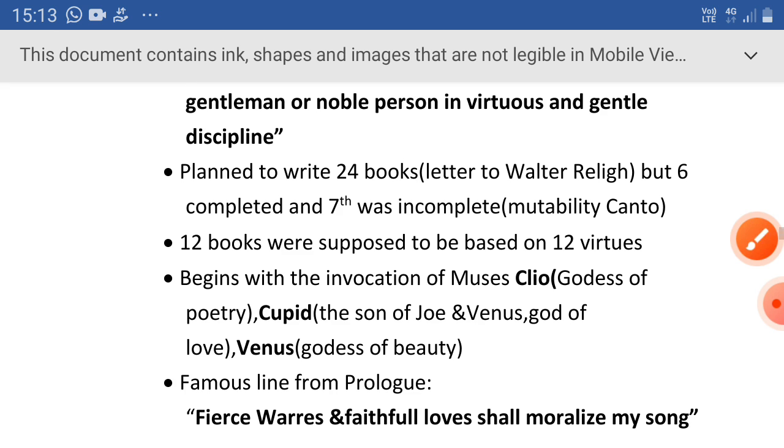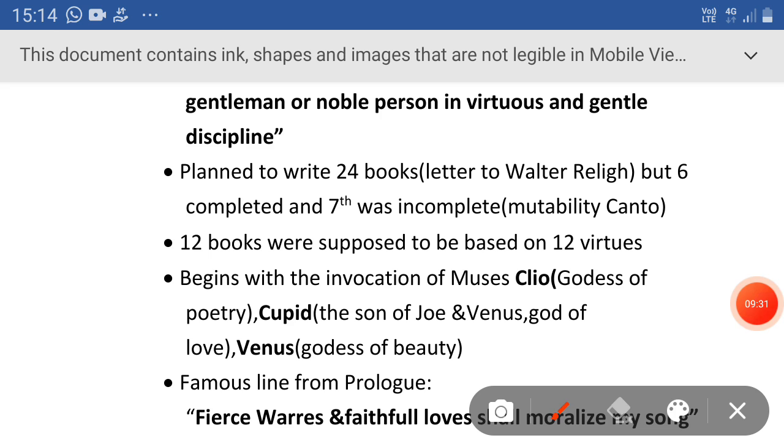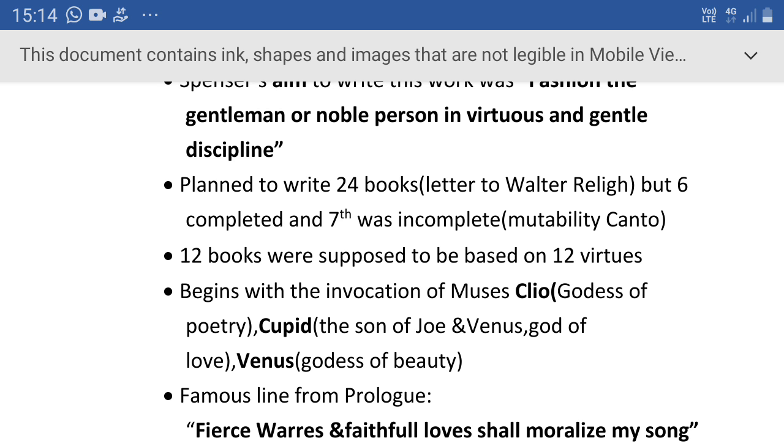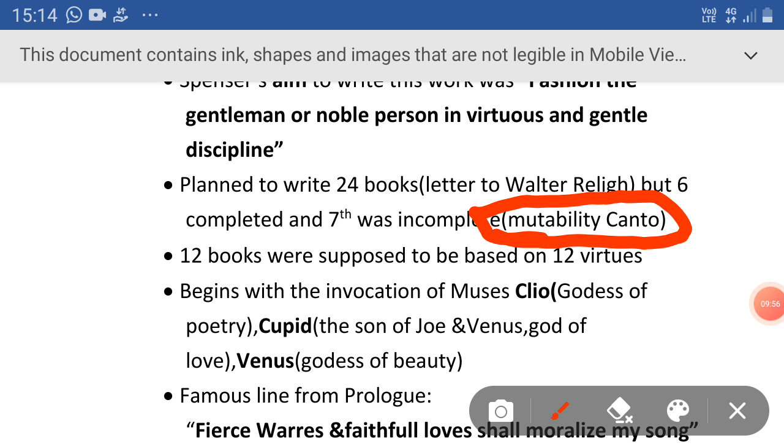Then Fairy Queen, in Fairy Queen he wanted to write 24 books, and this reference we can get from a letter which was written by him to Walter Raleigh. In this letter he wrote that I want to write 24 books in Fairy Queen, but he only finished 6 books, and the seventh book was incomplete, and the name of the seventh book is Mutability Canto.